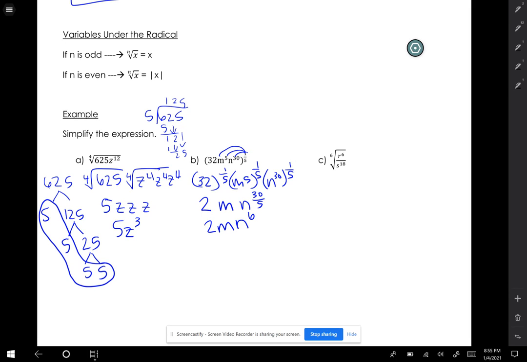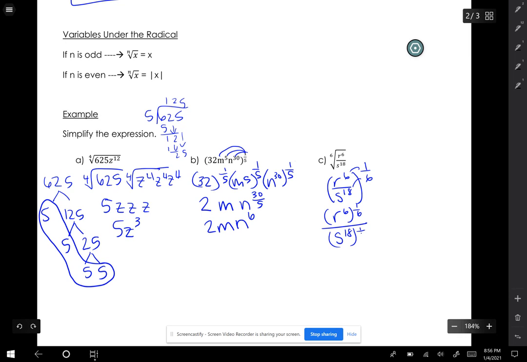For part C, we have the 6th root of r to the 6th over s to the 18th. So you can either leave it as the 6th root, or what I like to do is change it to an exponent. So I would have r to the 6th over s to the 18th, and instead of 6th root, it'd be to the power of 1/6. I like doing this because I can distribute the power, so I get r to the 6th times 1/6 over s to the 18th to the 1/6.